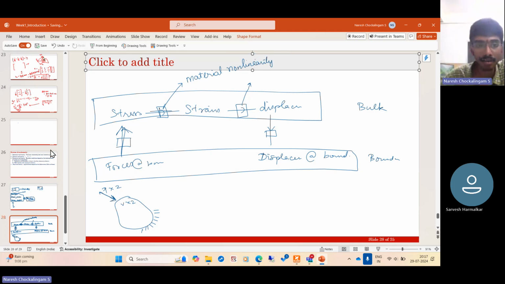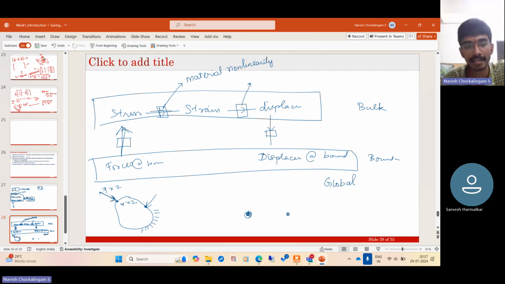And as I already told you, stress-strain relationships are local, right? You have the stress at a point, that's a locality assumption in continuum mechanics. The stress at a point depends only on the strains at that point. But for displacements, it is not the case. The displacement at this point also depends on the forces at this point. So displacements and forces are global quantities.